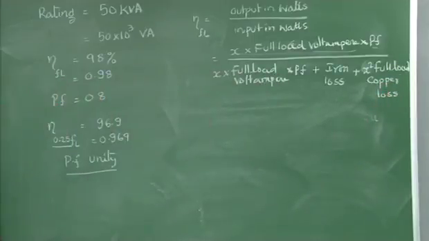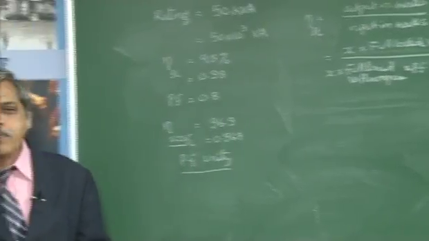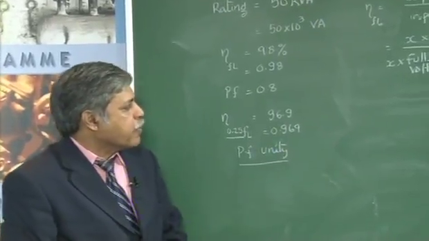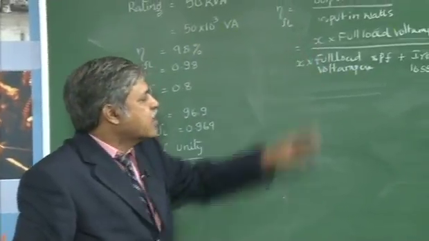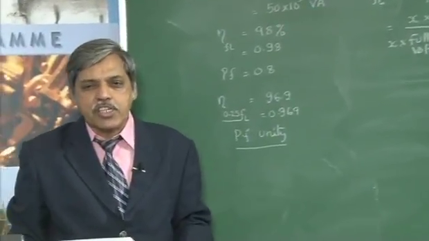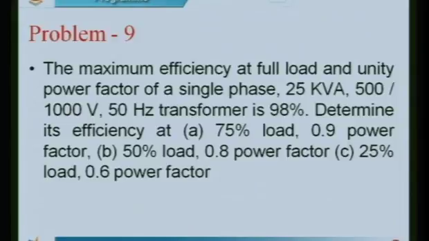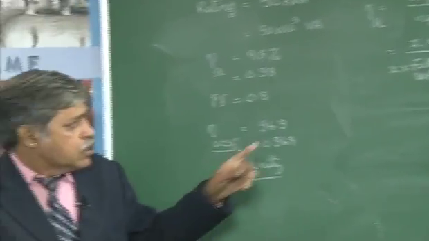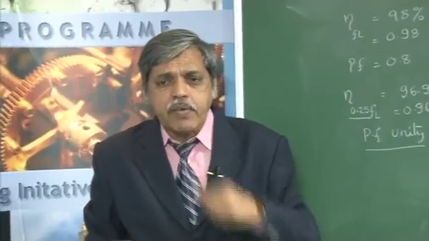Given the iron loss and full load copper loss, I can calculate the efficiency. Of course the rating is also required and the power factor also has to be mentioned. Given all these parameters, at any given load condition x, I can calculate the efficiency of the transformer. In this problem we have been asked to calculate efficiency at 75% of the load, so x will have a value of 0.75; for 50% load x is 0.5, and for 25% load x is 0.25. The requirement here is that I need to calculate iron loss and full load copper loss. To get that, he has given an efficiency for us.